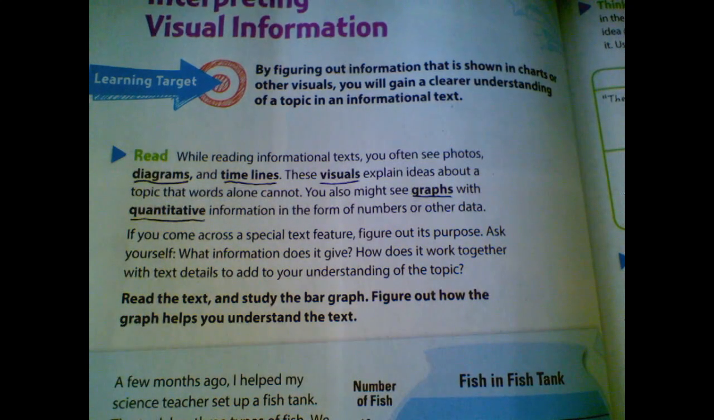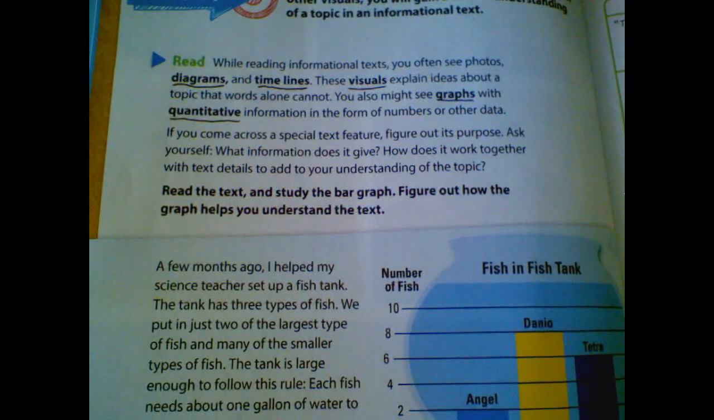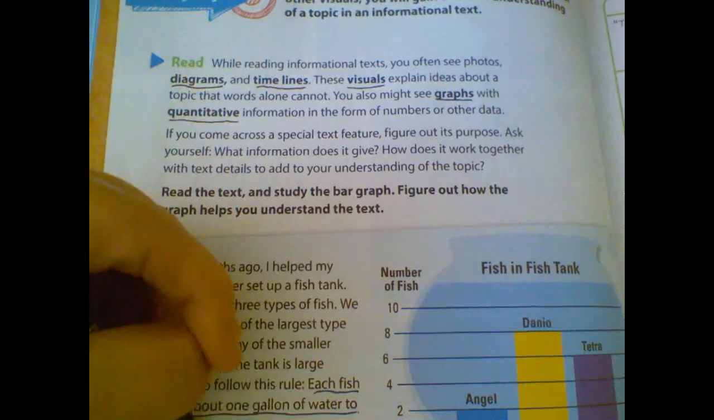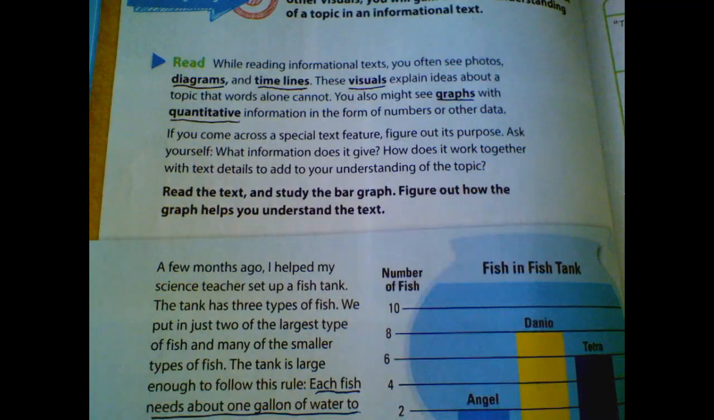Okay, so let's read down at the bottom. A few months ago, I helped my science teacher set up a fish tank. The tank has 3 types of fish. We put in just 2 of the largest type of fish and many of the smaller types of fish. The tank is large enough to follow this rule. And I'm going to underline this rule because I'm probably going to have to use that again. Each fish needs about 1 gallon of water to be healthy.